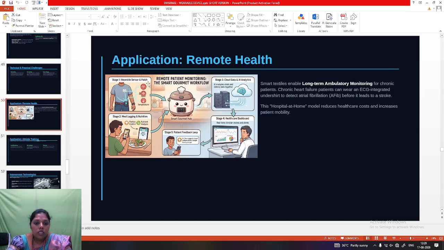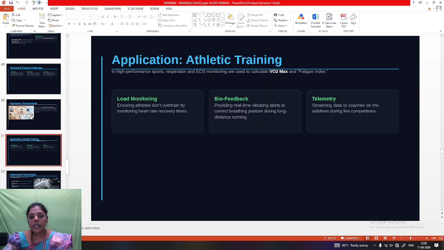Step 1, wearable sensor badges. Step 2, meal logging and nutrition. Step 3, cloud data analysis. Step 4, healthcare data dashboard. Step 5, patient feedback loop. This is the remote health application. Athletic training: in high performance sports, respiration and ECG monitoring are used to calculate VO2 max and fatigue index. Load monitoring, feedback, telemetry.